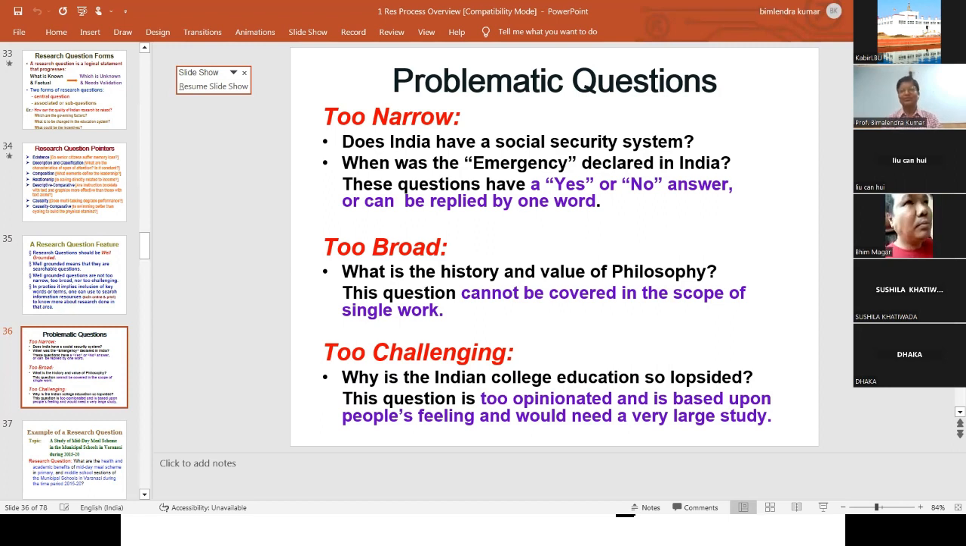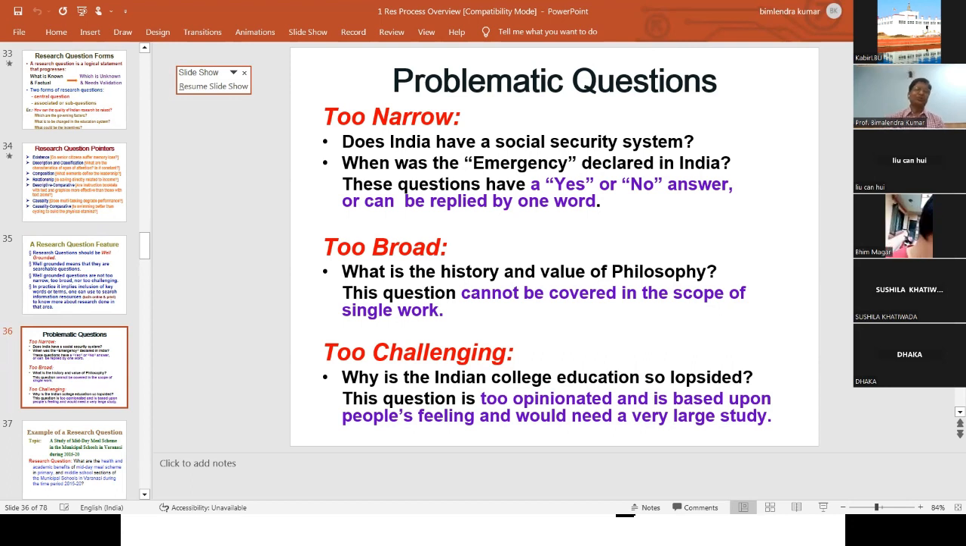In the examinations also, there are some questions put at the end of the question paper that you have to answer in a single sentence or single word. So they cannot be said to be research questions. Research questions cannot be too broad either. Like, what is the history and value of philosophy? It cannot be answered in a single research paper or a single thesis.